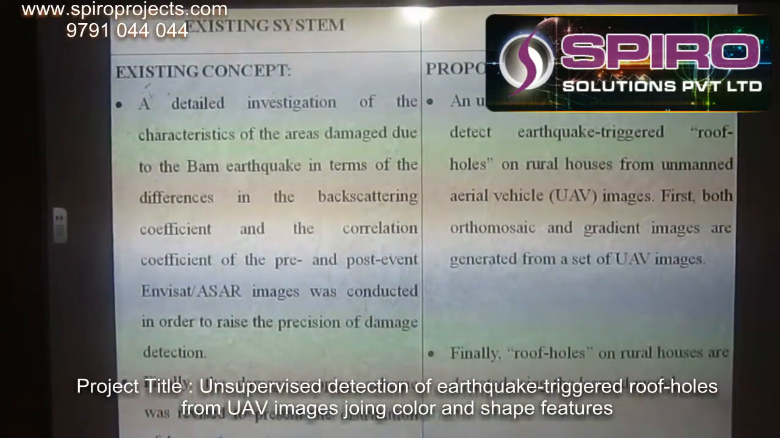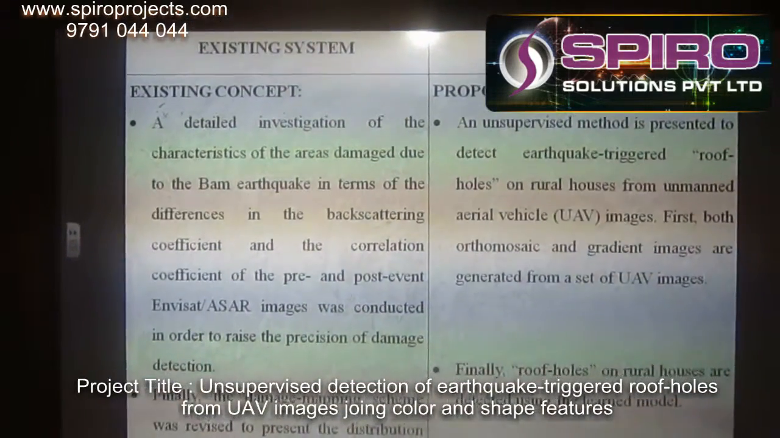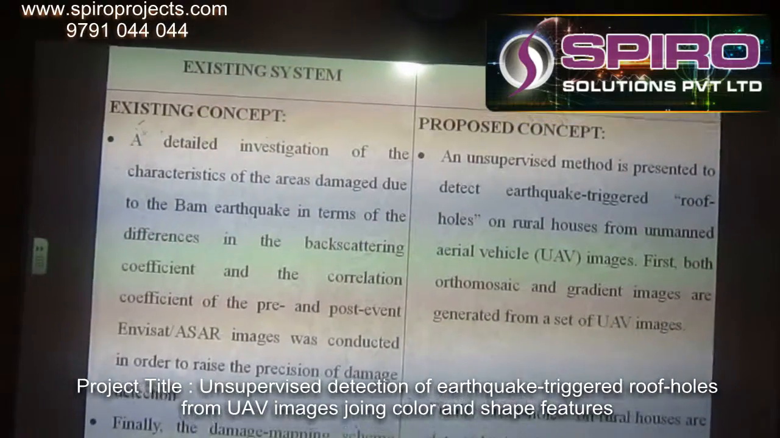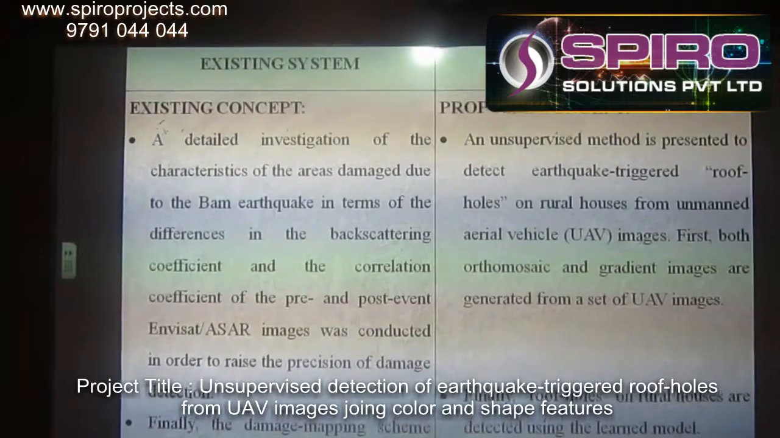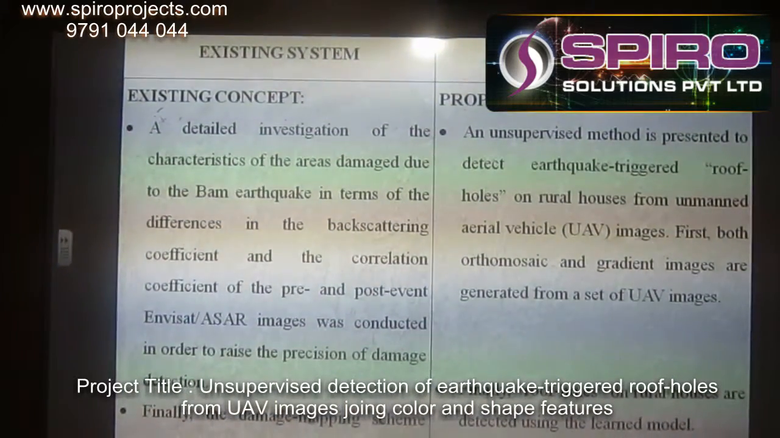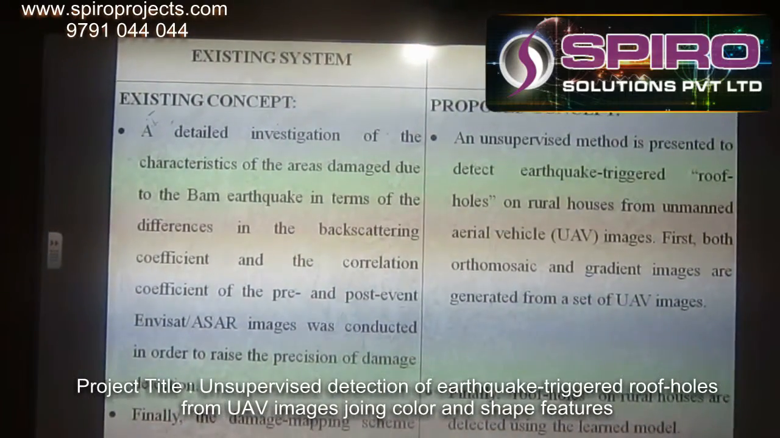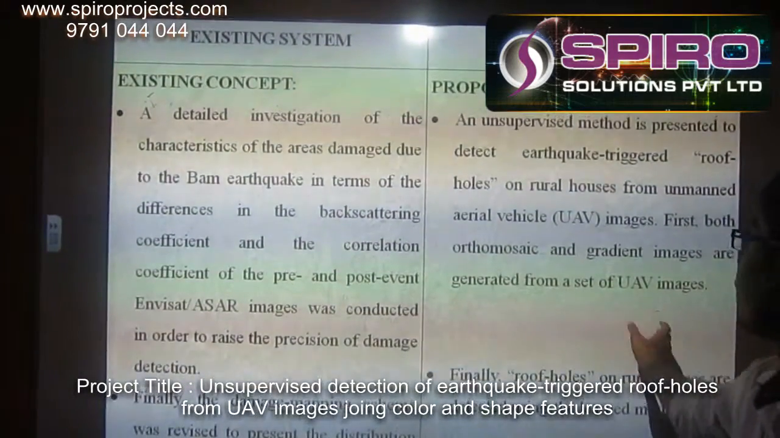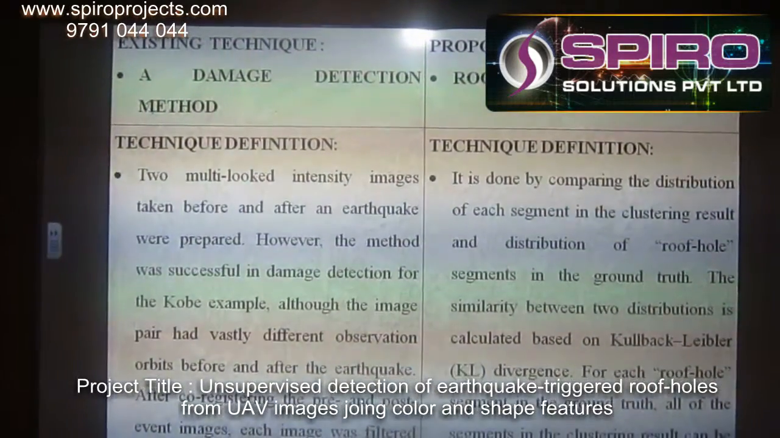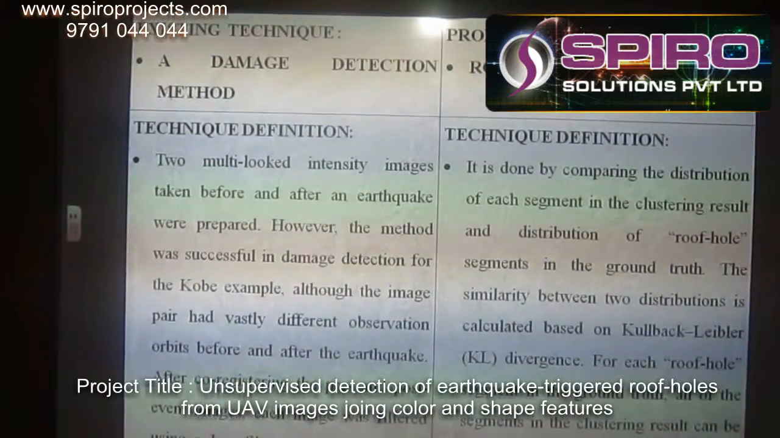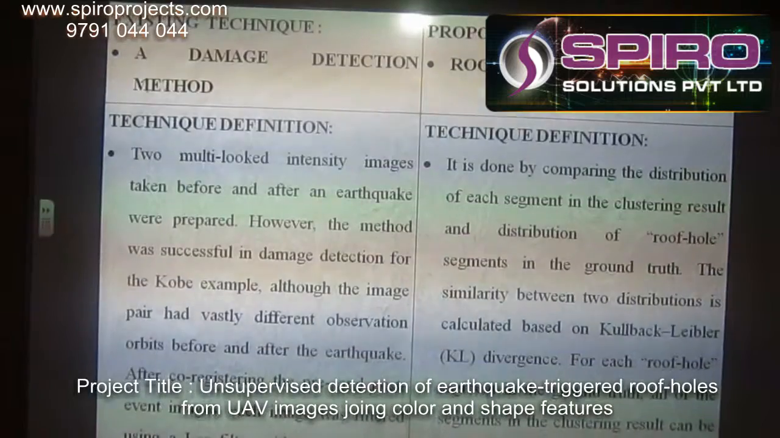In the proposed method, an unsupervised method is presented to detect earthquake triggered roof holes on rural houses from unmanned aerial vehicle images. First, both orthomosaic and gradient images are generated from a set of UAV images. And finally, the roof holes on the rural houses are detected using the learned method. In the existing method, a damage detection technique is used, and in the proposed method, a roof hole detection technique is used.